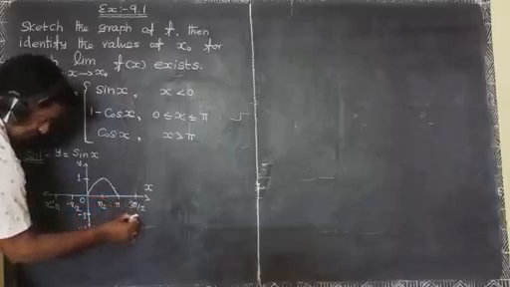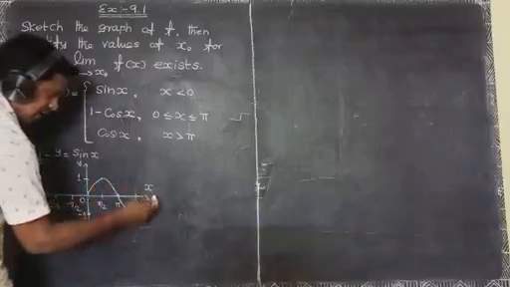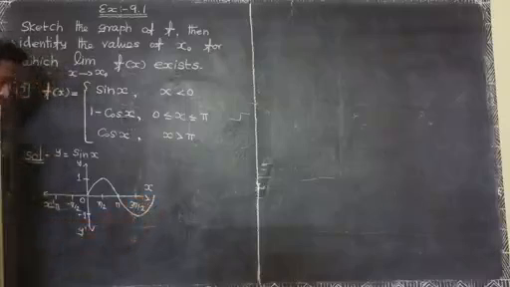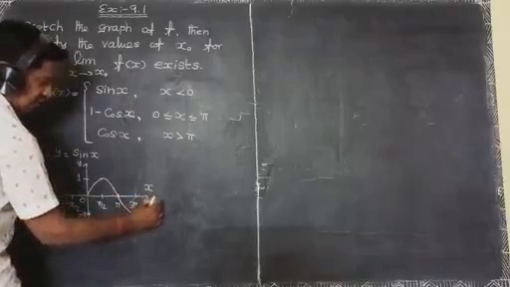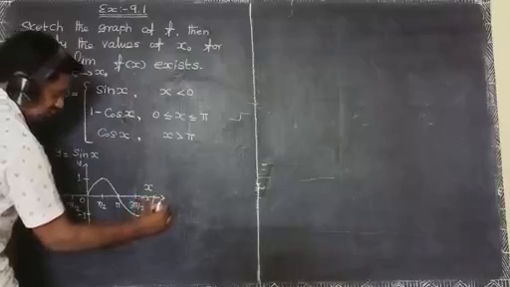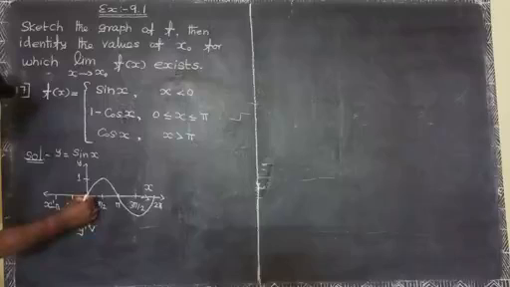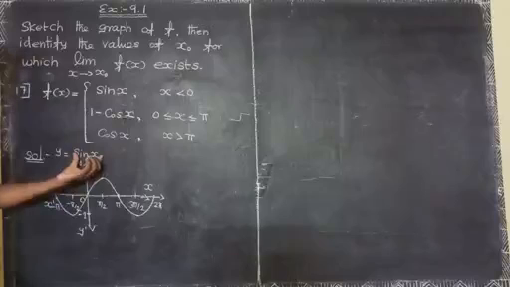Minus 1, sin 2 pi is 0. Again the curve intercepts the x axis at x equals 2 pi. Here sin of minus pi by 2 is minus 1, and sin of minus pi is 0. This is the sine curve of sin x.